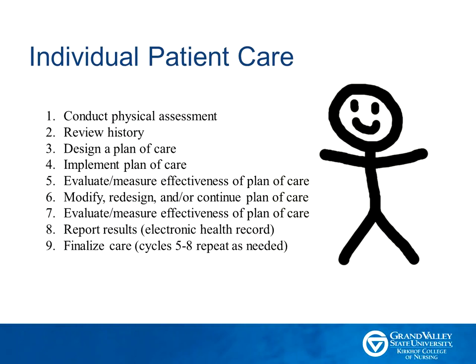So with individual patient care, you conduct a physical assessment, you review the history, design a plan of care, implement the plan of care, and then you evaluate and measure the effectiveness of the plan of care. And if needed, you modify it, redesign it, or continue what's already in the plan of care. All along the way, you're evaluating and measuring the effectiveness of the plan of care. And you report the results, usually in an electronic health record. And often you finalize care.